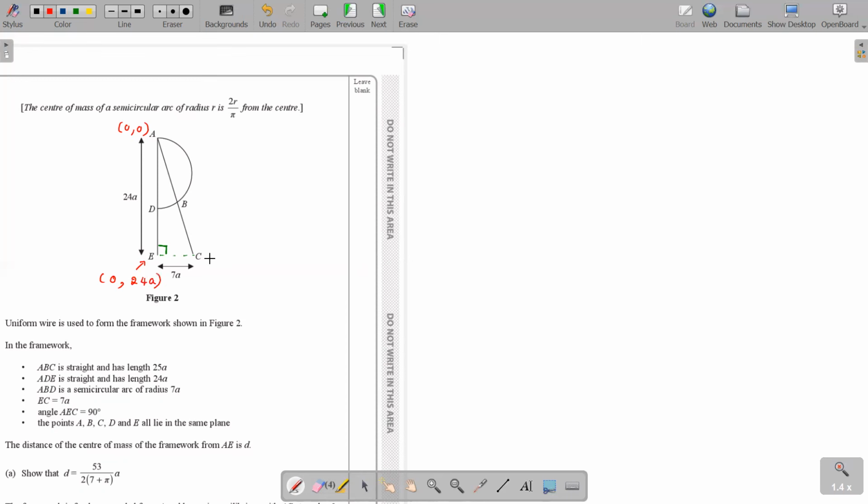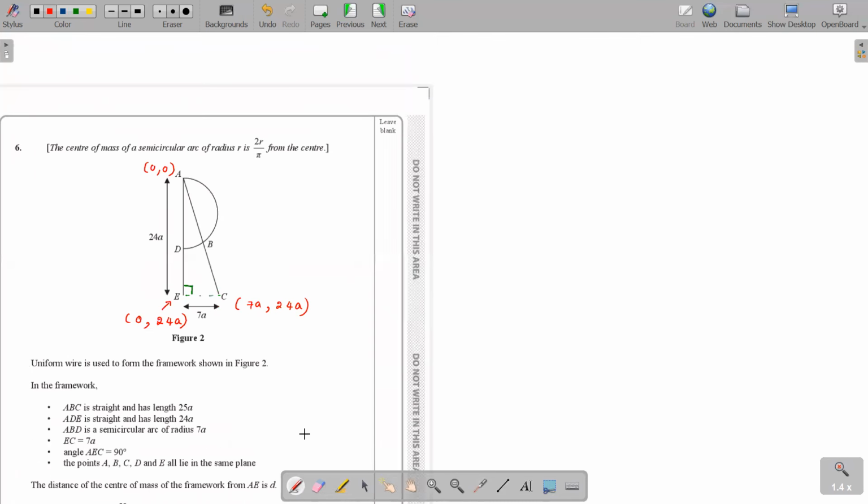And the coordinate at point C, what's the coordinate at point C? The x coordinate is, can you see it's 7A, right? This is 7A, comma, the y coordinate is 24A. I'll mark everything positive. The positive is below. The radius is given to you. They have told the radius is 7A, right? The radius of this semicircle is 7A. Okay, so I have marked most of my crucial coordinates.